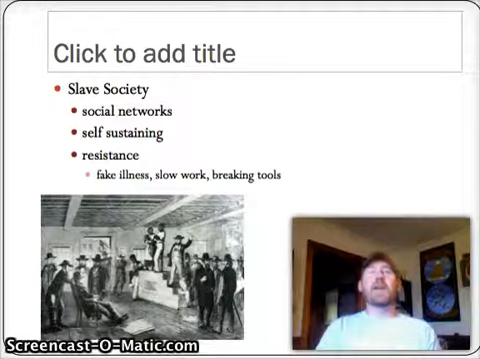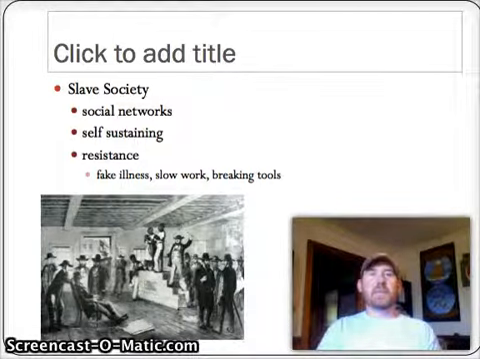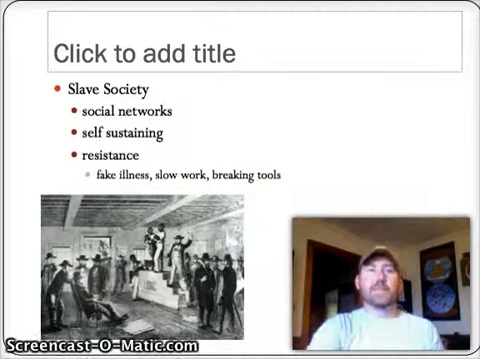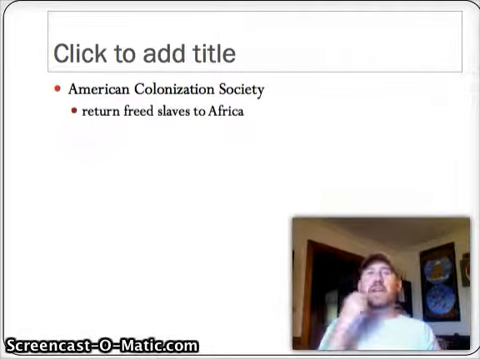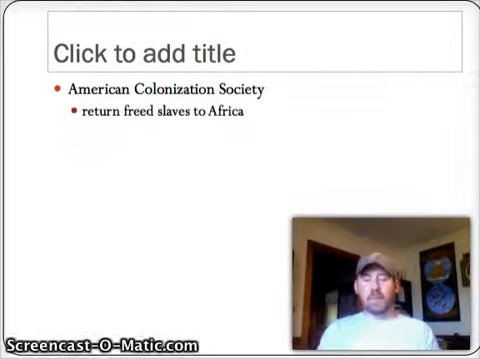So slaves were kind of showing their resistance to the slave trade by doing these things. Okay, so now we move forward to some of the ways in which Northerners were trying to abolish slavery with the abolitionist movement. And the first thing you need to be aware of is the American Colonization Society, which was formed in 1817 with the sole express purpose of returning freed slaves to Africa.